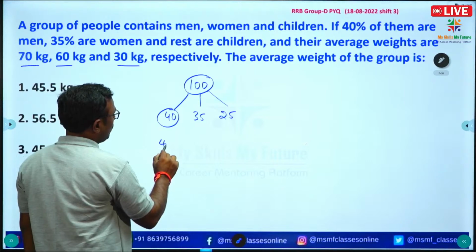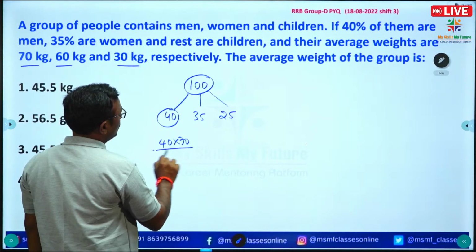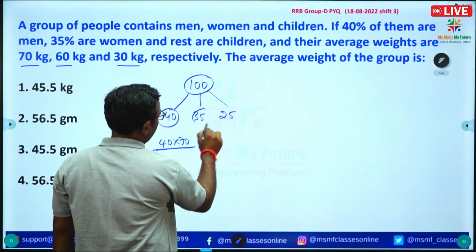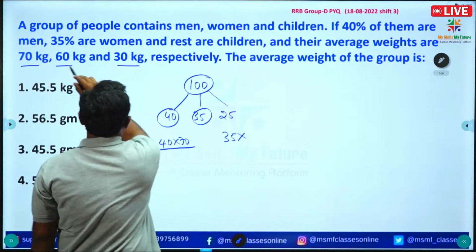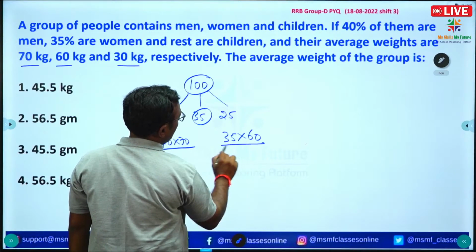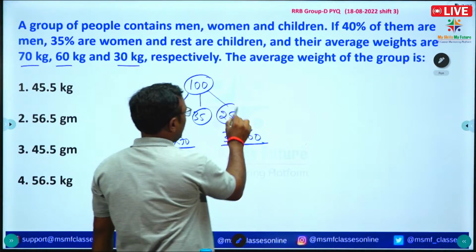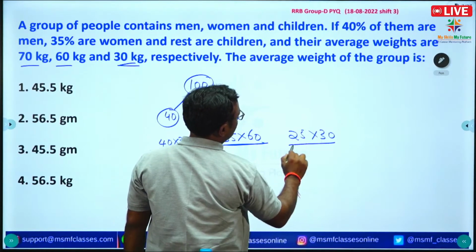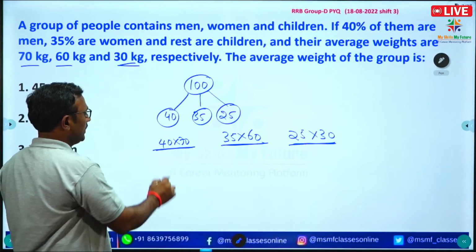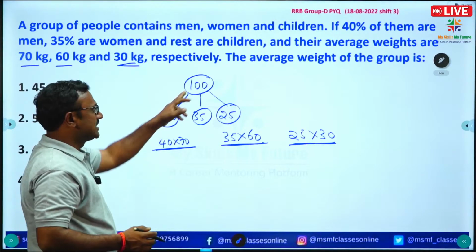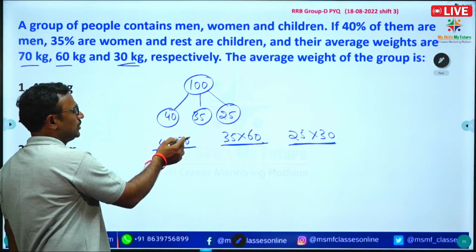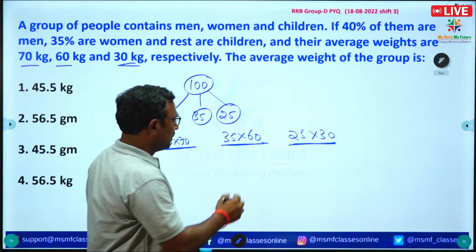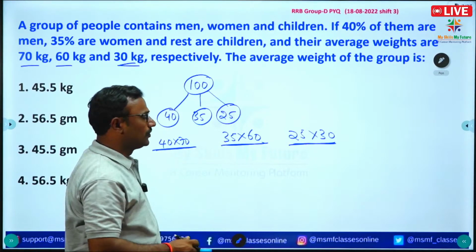So, simply write 40 into 70, we get the total weight of men. And next 35 into 60, we get the total weight of women. And 25 into 30, we get the total weight of children. So, 40% of men means we are considering it as 100. 40 into 70 we get total weight of men, 35 into 60 total weight of women, 25 into 30 total weight of children.